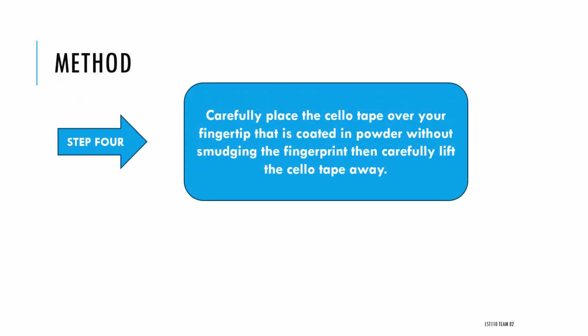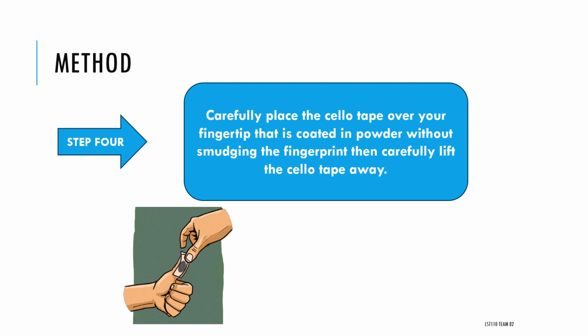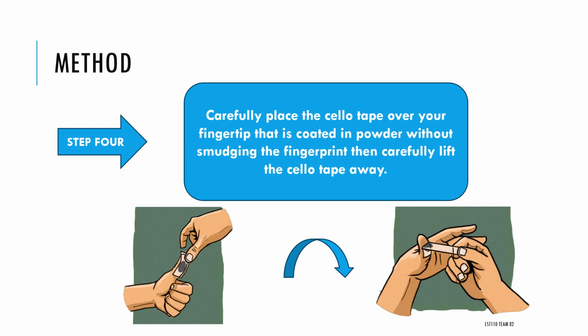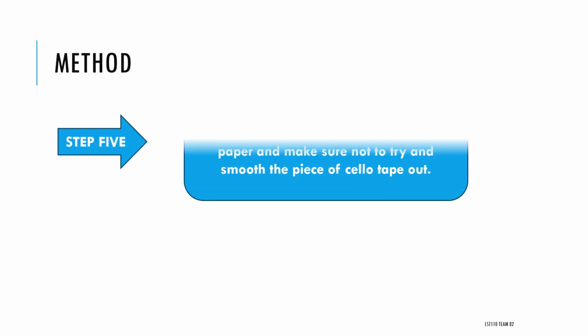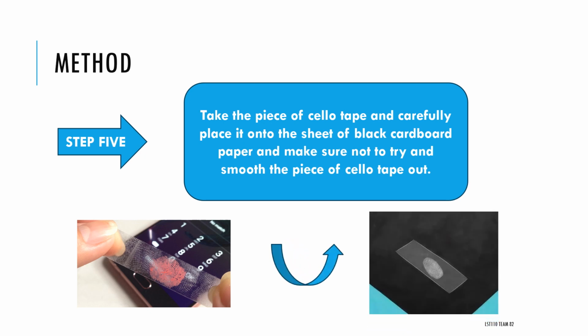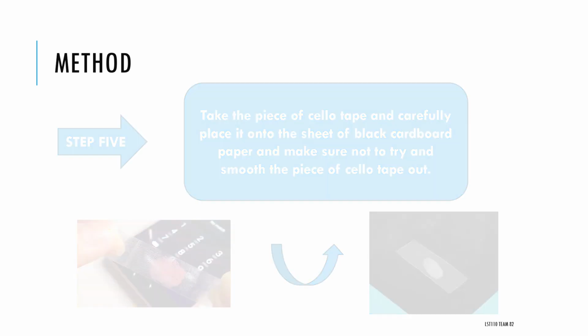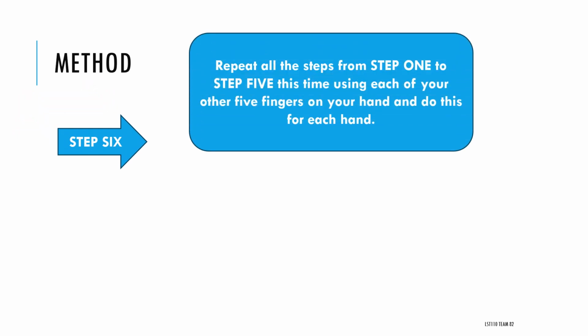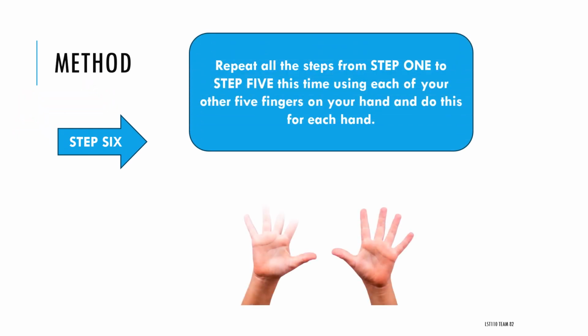Step 4. Carefully place the sellotape over your fingertip that is coated in powder without smudging the fingertip. Then, carefully lift the sellotape away. Step 5. Take the piece of sellotape and carefully place it onto the sheet of black cardboard paper and make sure not to try and smooth the piece of sellotape out. Step 6. Repeat all the steps from step 1 to step 5, this time using each of your other 5 fingers on your hand, and do this for each hand. All done.